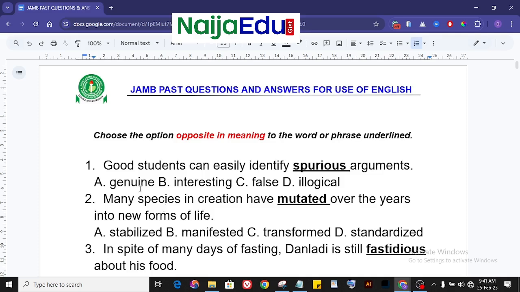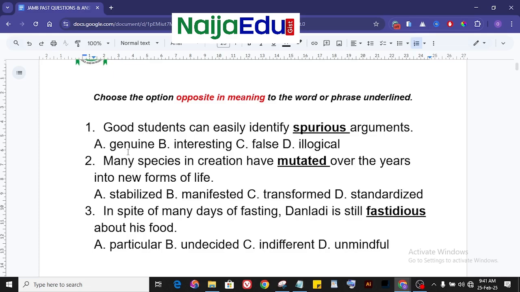To start with, this number one question says, good students can easily identify spurious arguments. The word spurious is underlined. You understand? What you need to understand first is the meaning of spurious, which means false or deceptive. That is the meaning of when something is spurious. So let's look at the options given.